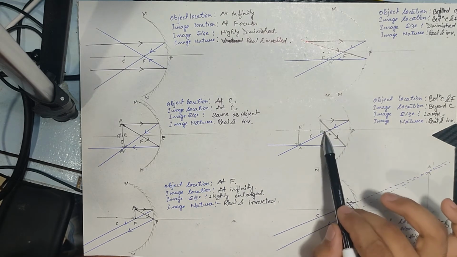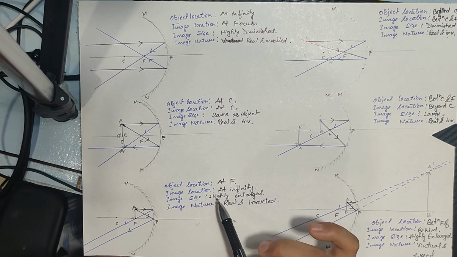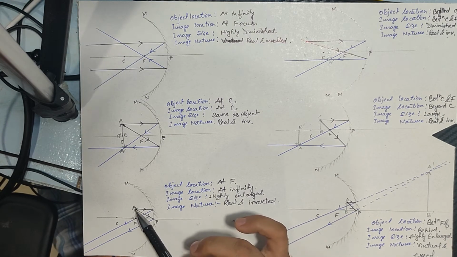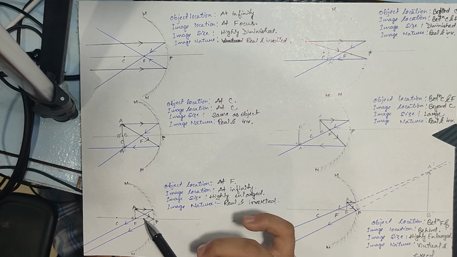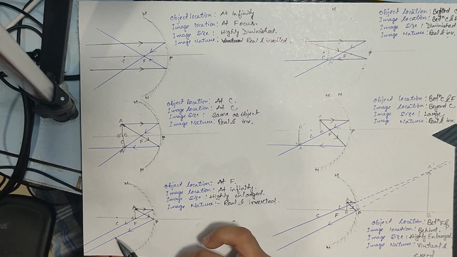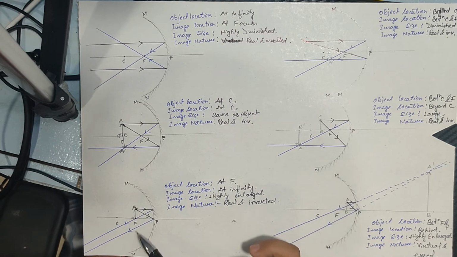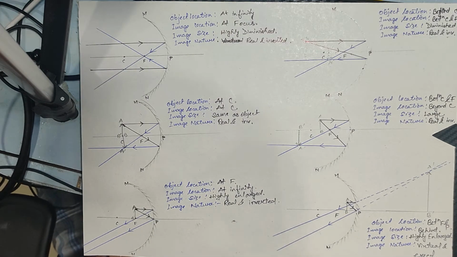Previously we placed it between C and F, now we will place it at F. And what is the location of the image? Here if we apply two different rules, we find that the image is forming at some point. These two lines are moving in such a way that they will meet at some point, but we do not know where it will meet. So we will write it at infinity. The image will form at infinity. The two light rays will meet at infinity.